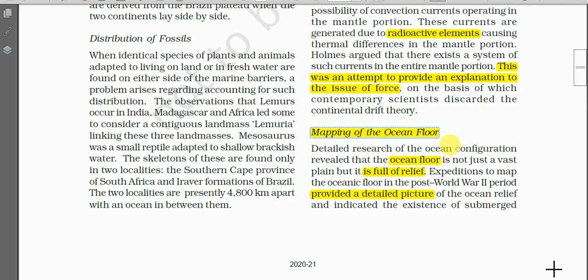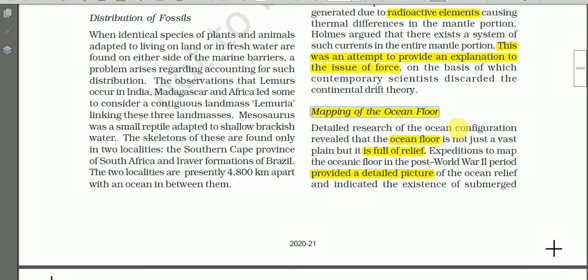Mapping of the ocean floor. Detailed research of the ocean configuration revealed the ocean floor is not just a vast plain, but it is full of relief. The ocean floor has mountains, plains, plateaus, and valleys, just like the continents.